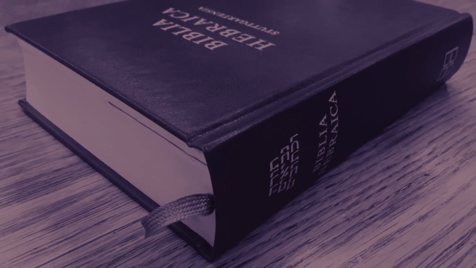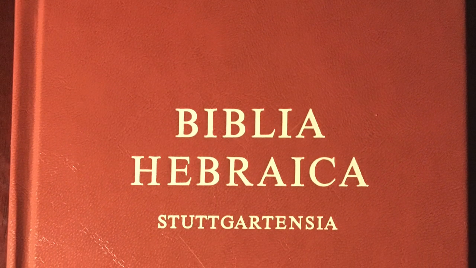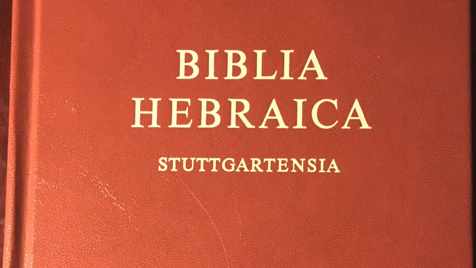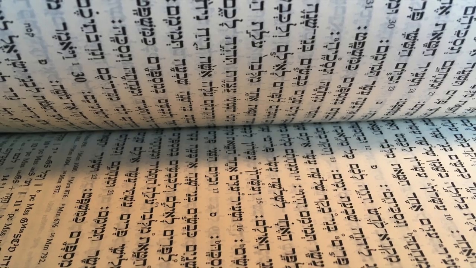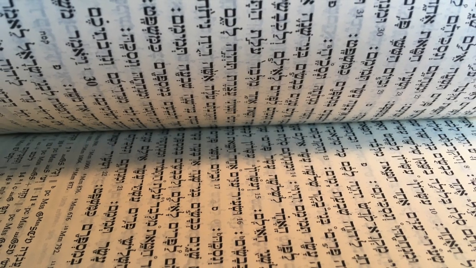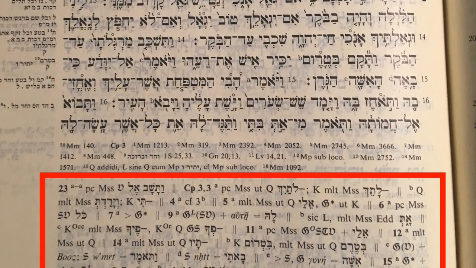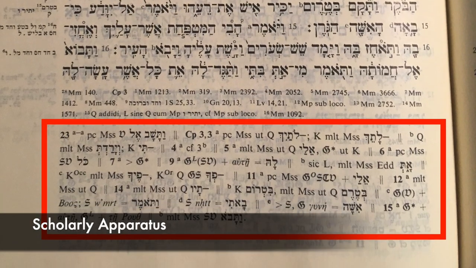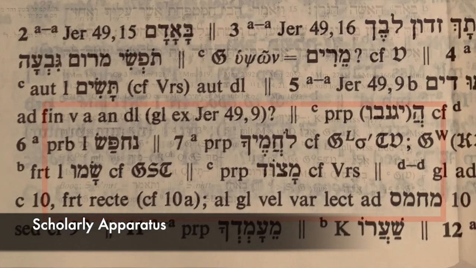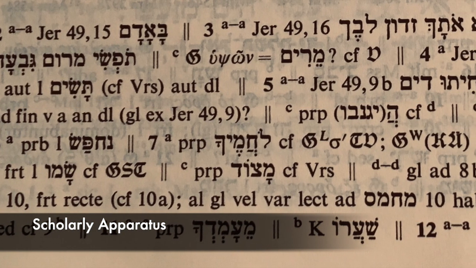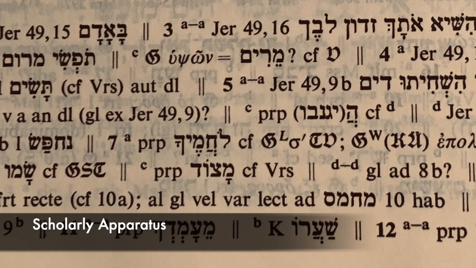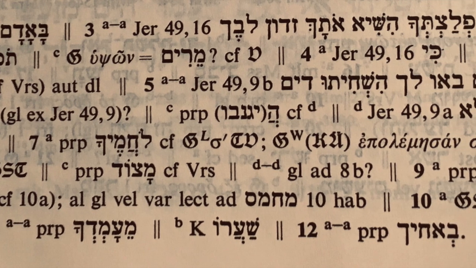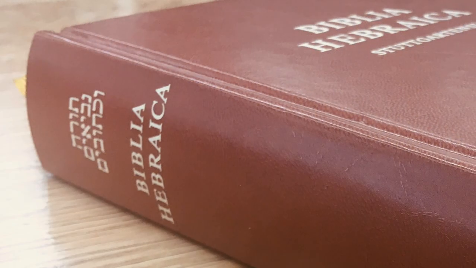Today, we will be looking at the Biblia Hebraica Stuttgartensia, BHS for short, the most important single-volume Hebrew Bible out there today. And this is number two in a two-part series. In the first part, we looked at the scholarly apparatus of the Biblia Hebraica Stuttgartensia, and what we saw is that there are many different versions of biblical texts in manuscripts such as the Septuagint, the Vulgate, the Samaritan Pentateuch, the Dead Sea Scrolls, and so on and so forth. And in order to see those different versions, we look at the scholarly apparatus.